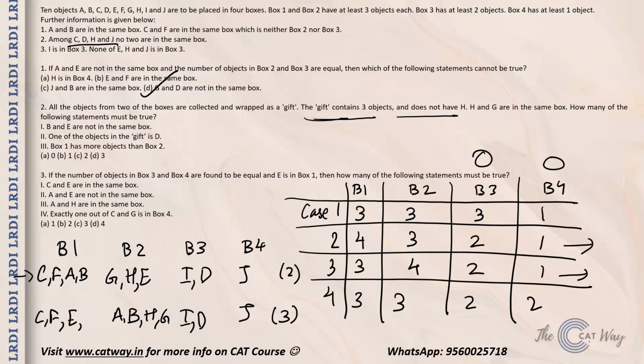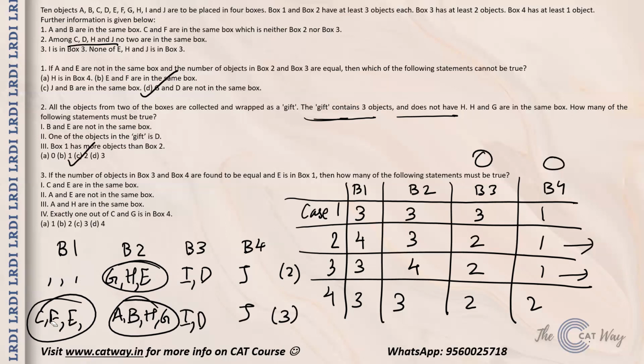Third statement, box 1 has more objects than box 2. So it has more objects than box 2 in one case, but in the other case it has not. So it need not be definitely true. So how many of the following statements must be true? 2 statements must be definitely true. So the correct answer is option number C, 2.